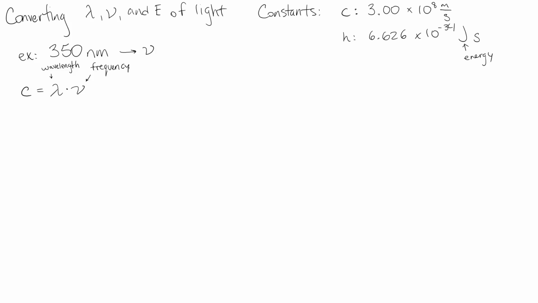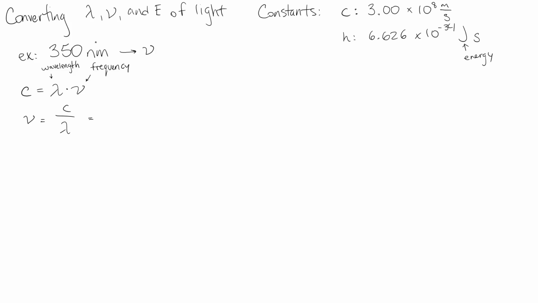So if you wanted to solve for frequency, you would divide both sides of the equation by lambda, and so you would get that nu equals c over lambda. Frequency is equal to the speed of light divided by the wavelength. Now we just plug in some numbers. First, before we plug in the numbers, let's make sure our units match up.